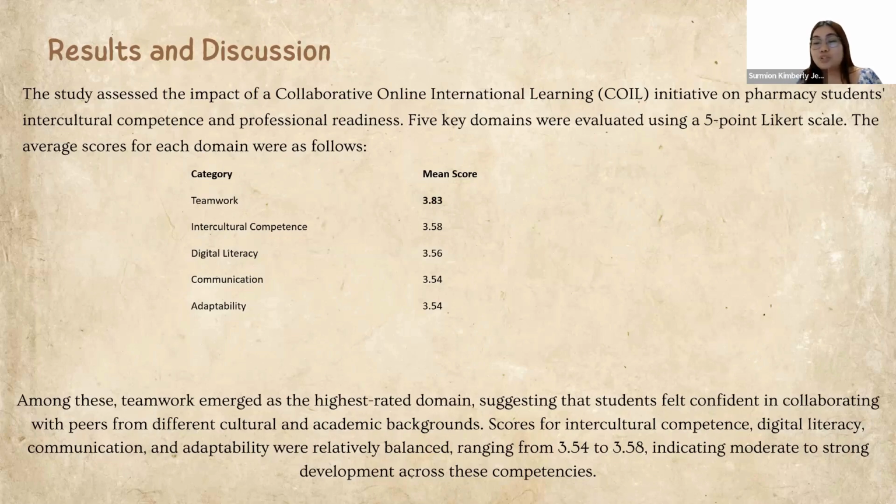Scores for intercultural competence, digital literacy, and communication and adaptability were relatively balanced, ranging from 3.54 to 3.58, indicating moderate to strong development across the competencies. As a sharing, this was the first time our students had a COIL. Their first COIL was with Thailand, but recently we had a COIL with Hawaii.